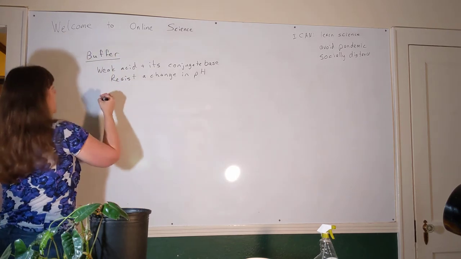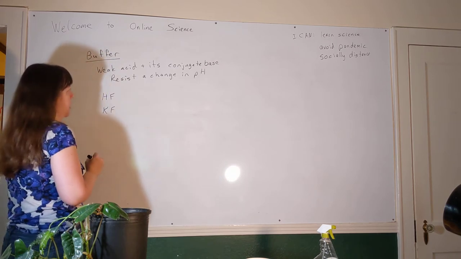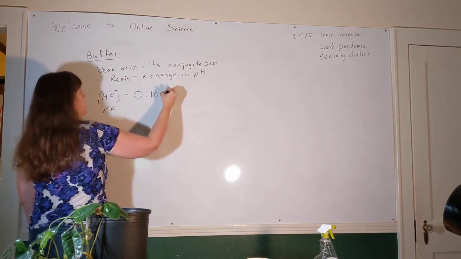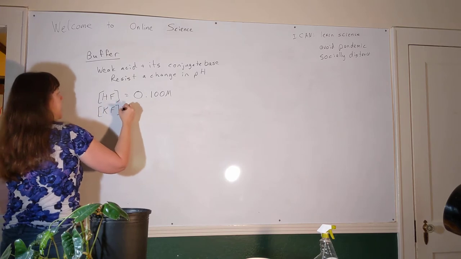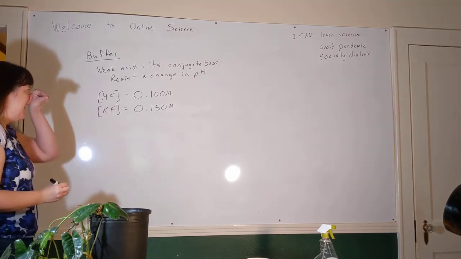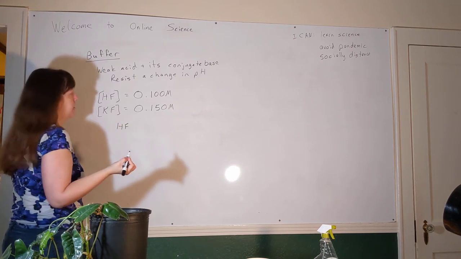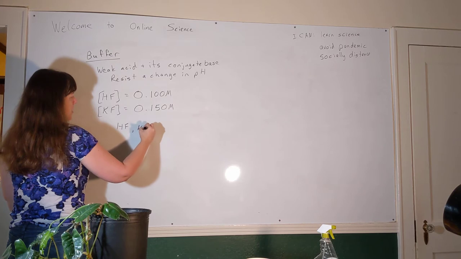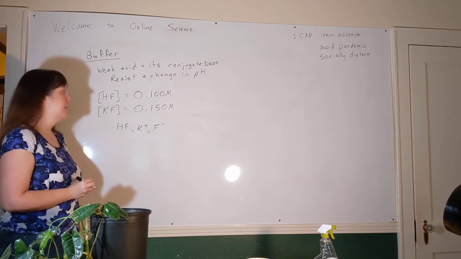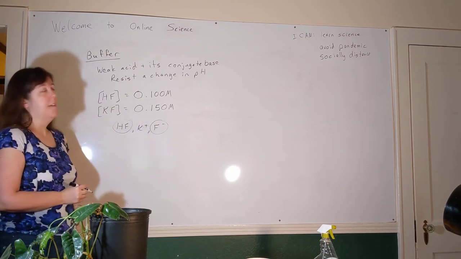So let's take a mixture of HF and KF. Let's do this, the solutions we were talking about earlier, basically. Let's make our HF concentration 0.100 molar, and our KF concentration 0.150 molar. If we think about what we have in solution here, what we really have in solution is HF. HF is a weak acid, it's not going to dissociate for the most part. And then we have K plus, and we have F minus, because the potassium fluoride is going to dissociate because the K plus is an alkali metal. So the things in this solution that matter in terms of acid-base properties are the HF and the F minus.